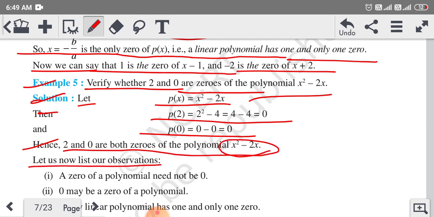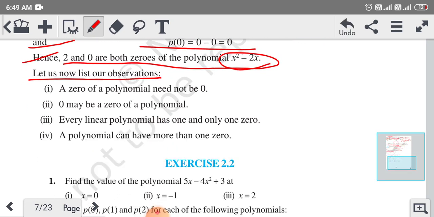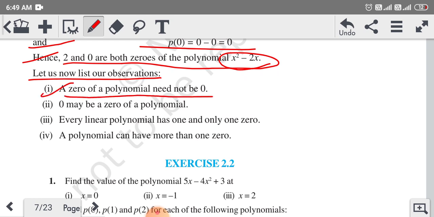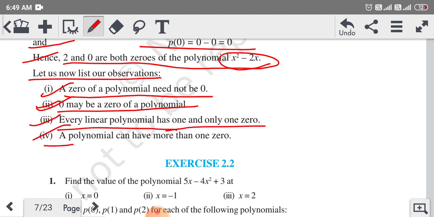Let us now list our observations. First, a 0 of a polynomial need not be 0. Second, 0 may be a 0 of the polynomial. Third, every linear polynomial has one and only one 0. Fourth, a polynomial can have more than one zero. So, exercise 2.2.